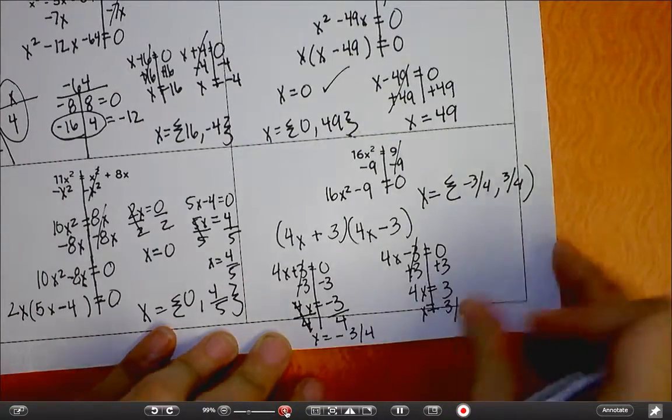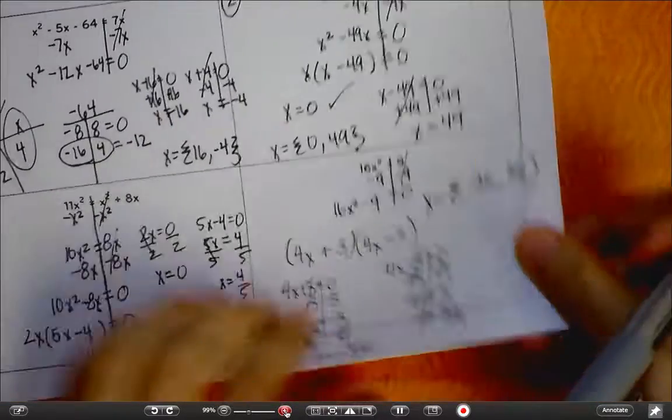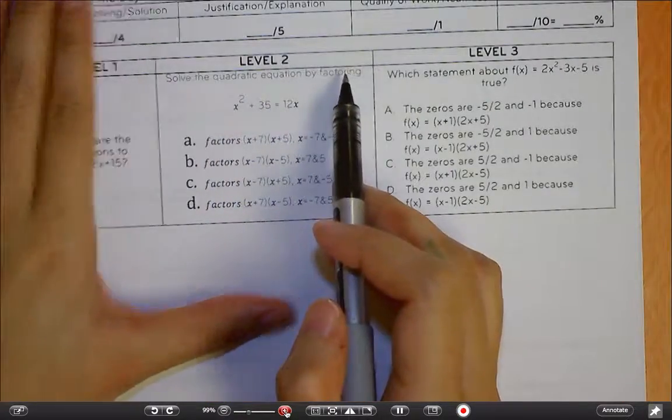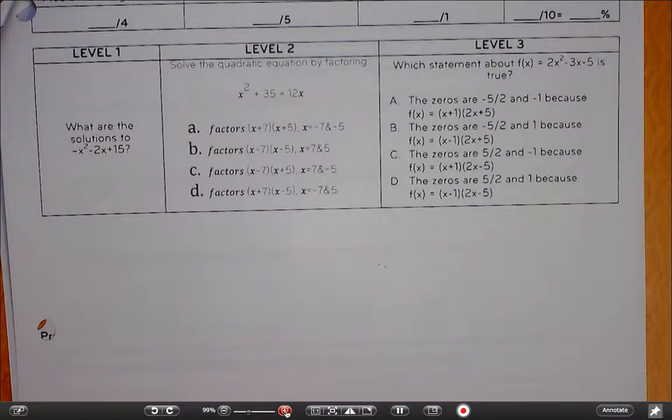That's it. Okay, that was a lot. You guys got through this perfectly fine. Go ahead and turn it over to the next page. Your level 2 question's pretty straightforward. You're going to solve the quadratic equation by factoring. Here is your problem. All you have to do is factor it.